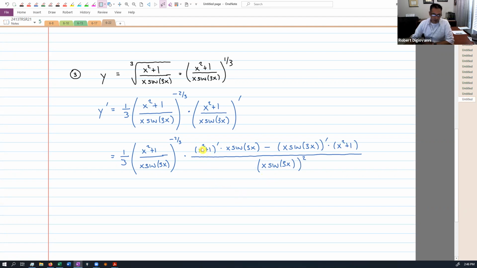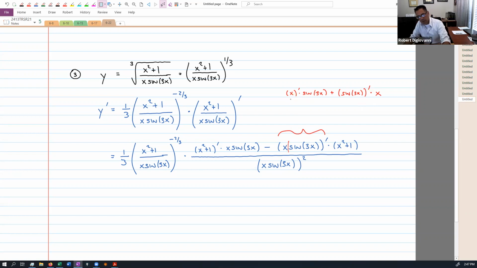And then when I do these derivatives, this one's going to be easy. That's just 2x. But this one's going to require what? You've got a product and a composition. So let's just look at that derivative. I would have to do a product rule: the derivative of the first one times the second one, plus the derivative of the second one times the first one. So I take the derivative of this product using the product rule.